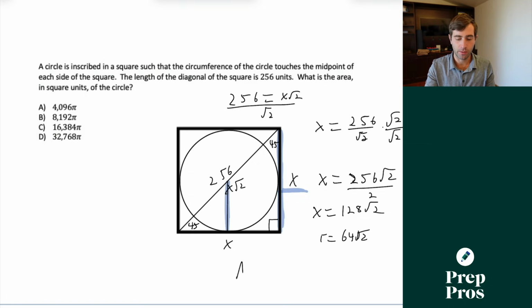And so therefore, we know the area is pi r squared. So the area is equal to pi and then 64 root 2 squared. And that will end up giving us B as our correct answer.